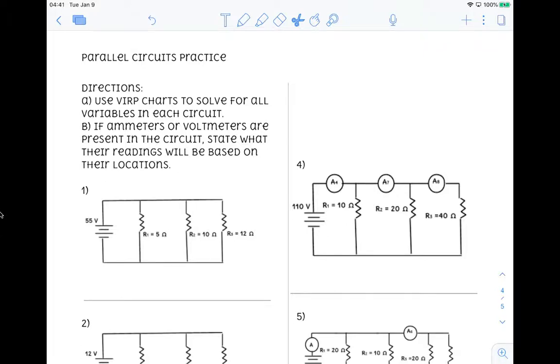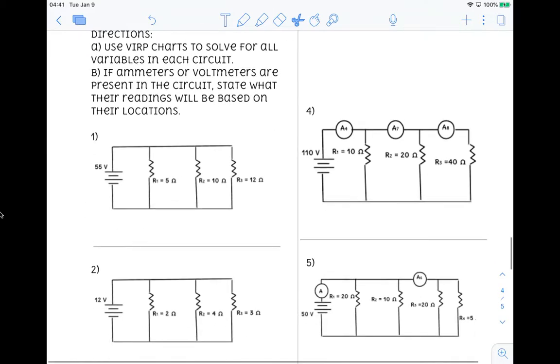Parallel circuits practice. For each of these diagrams, you need to create a VIRP chart to be able to solve for each variable. If an ammeter or a voltmeter is present in your circuit, we also have to state what they are actually going to read based on the location they are at. All right, so we're going to go in order, starting with number 1.